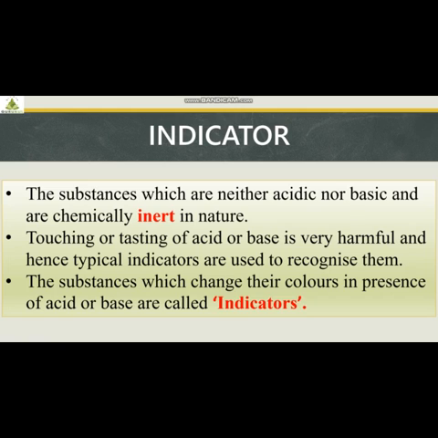So students, there are typical indicators which are used to recognize them. We have special indicators in our laboratory to recognize them as acid or base. The substances which change their colors in presence of acid or base are called as indicators. This is the proper definition for indicators. What are indicators? Substances which change their colors in presence of acid or base are called as indicators. Okay.